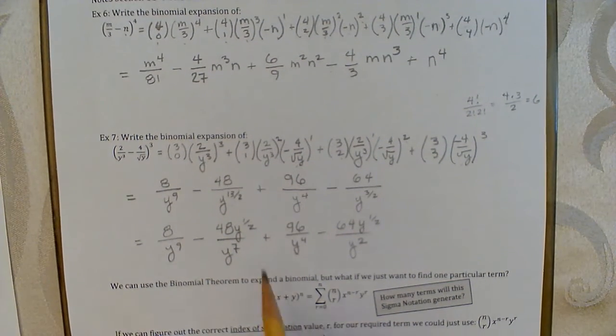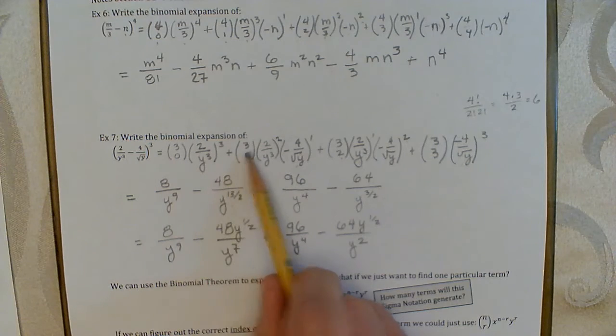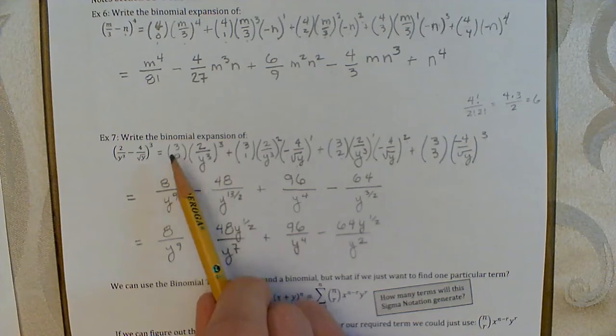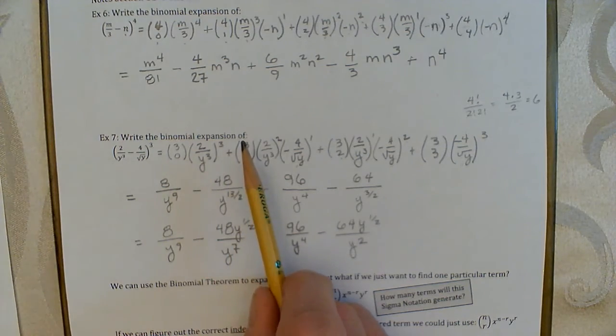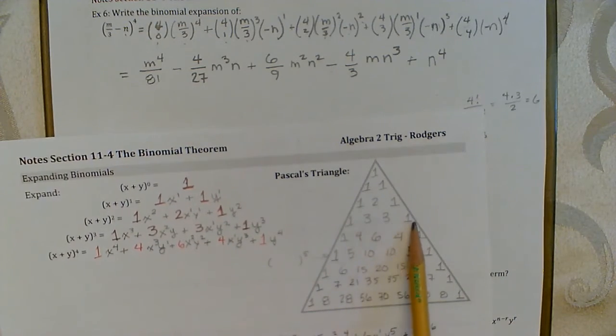Okay, so you can see we've used the binomial theorem to generate these things. But ultimately, in something like this, I probably would just go back to Pascal's triangle. I probably would have just looked at this and said, oh, well, I know my coefficients are 1, 3, 3, 1.